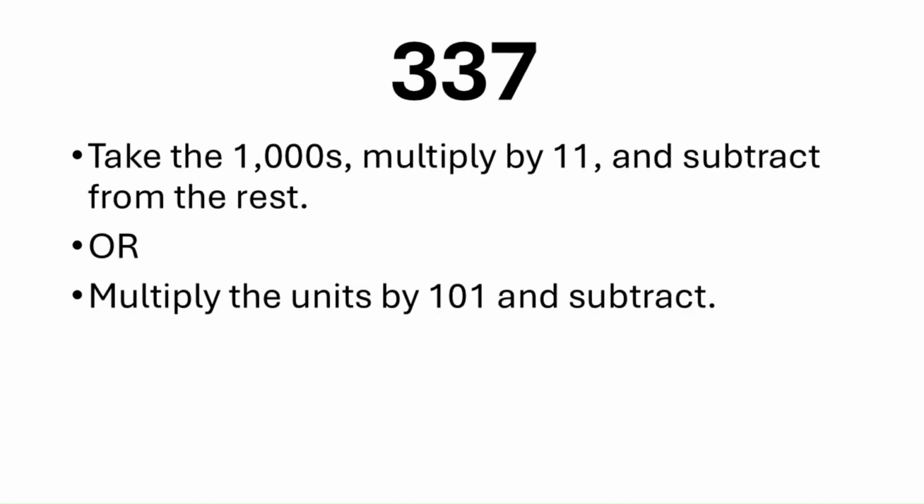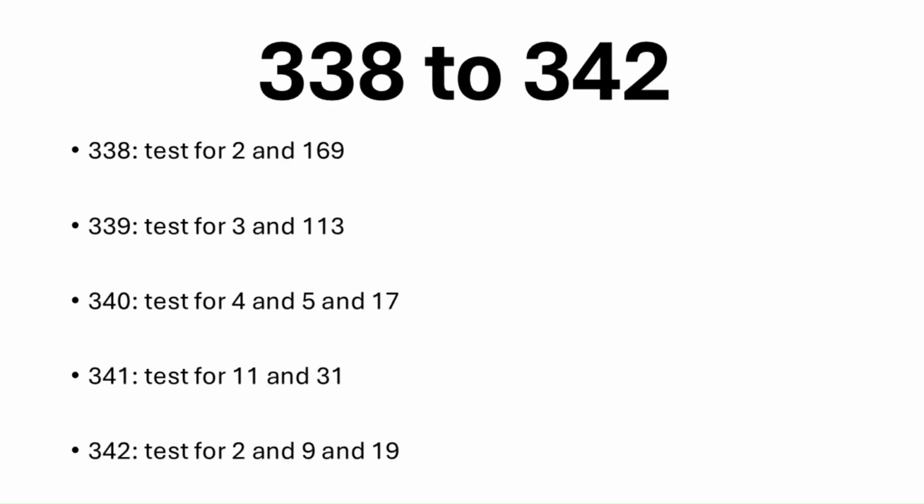337. Take the 1000s, multiply by 11 and subtract from the rest. Or multiply the units by 101 and subtract. 338, test for 2 and 169. 339, test for 3 and 113. 340, test for 4 and 5 and 17. 341, test for 11 and 31.